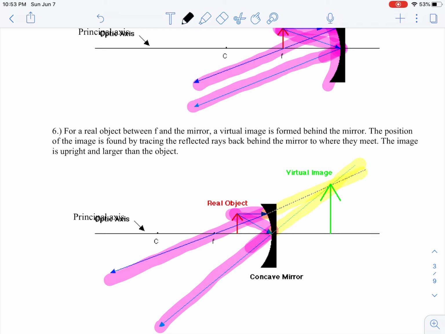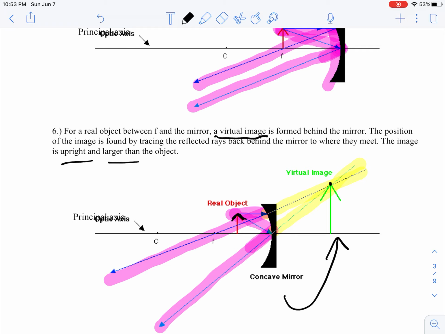So you take the reflected rays back, and where those reflected rays intersect is where you're going to put the tip of that arrow, because that's where the image is. And now you're like, hey, I am now behind the mirror. Yes, you are. And so what does that mean? That means you get a virtual image behind the mirror, and the image is upright and larger. And where is it? It's behind the mirror. Okay?